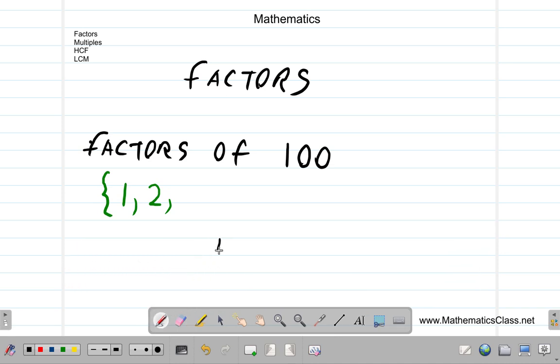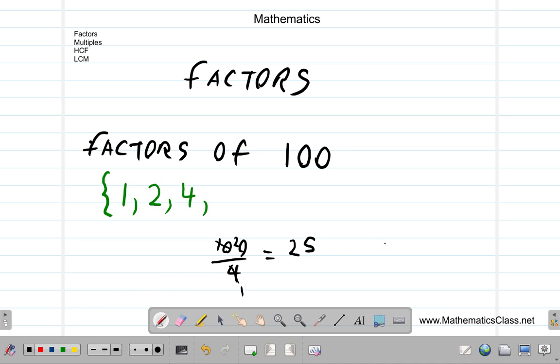Try 4. 100 divided by 4 is what? Let's say 4 into 4, 1. 4 into 10 is 2, remainder 2. 4 into 20, 5. 4 into 100 is 25. No remainder. So therefore, 4 can divide into 100 without leaving a remainder. 4 is a factor of 100.